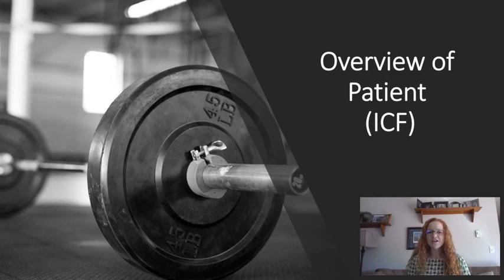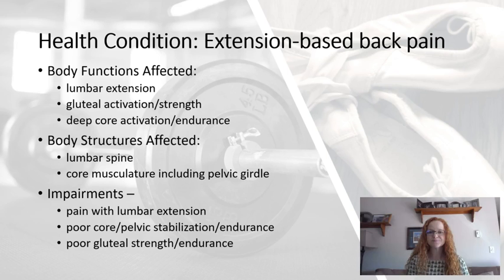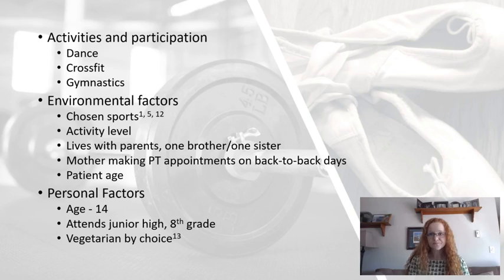So, overview of the patient I treated at Engineered Sports Therapy in Everett. She had extension-based low back pain. You can see on the slide the body functions and structures that were affected and her impairments. She had pain with lumbar extension, especially holding that against gravity. So anything involving overhead reaching, stuff like that. She had poor core and glute strength and endurance. The muscles fired, but they just weren't able to stay strong for long enough to do the things that she was asking of her body.